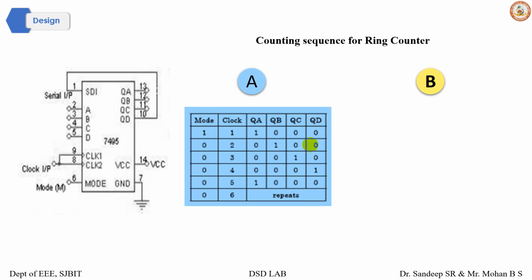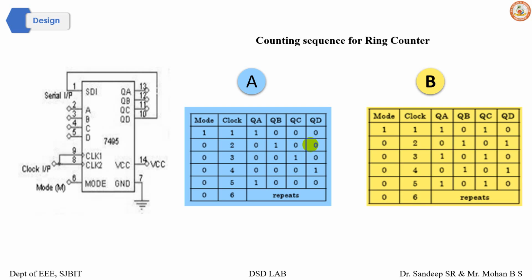So thus QA data would come to QB's second row, QB's first row data would come to QC's second row, QC first row's data would come to QD's second row, and QD's first row data would come to QA's second row, and so on. It happens as and when we press the clock pulse, but you have to make sure that the mode is low. So mode should be high only when you are giving the data or getting the output for the first row.